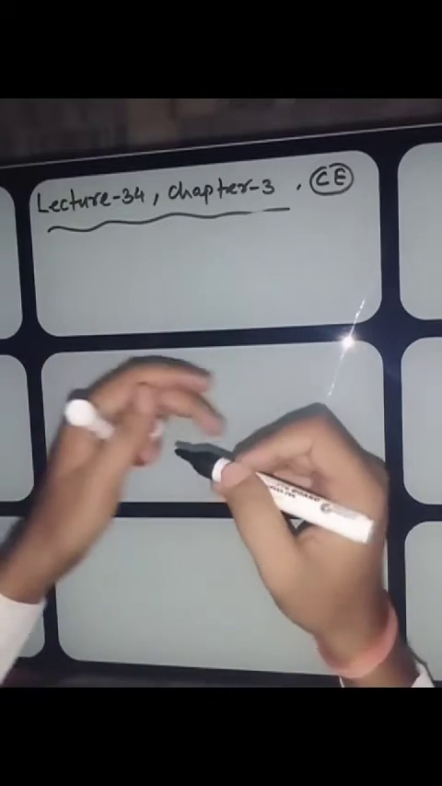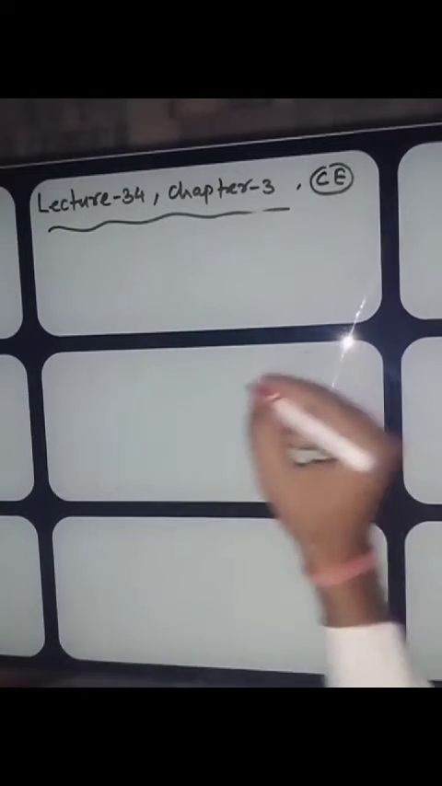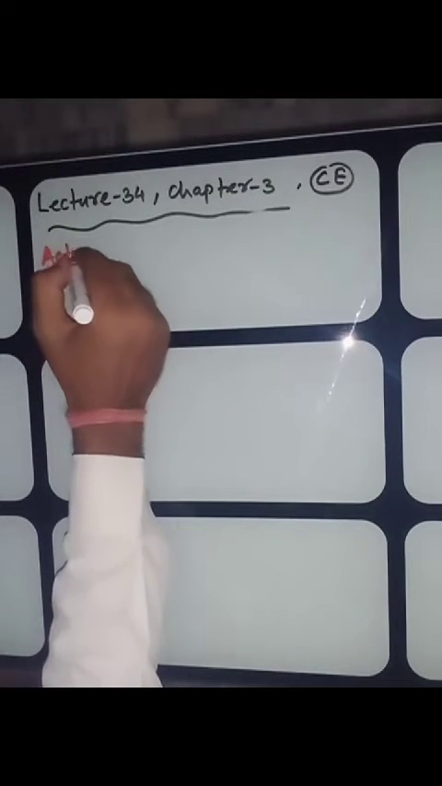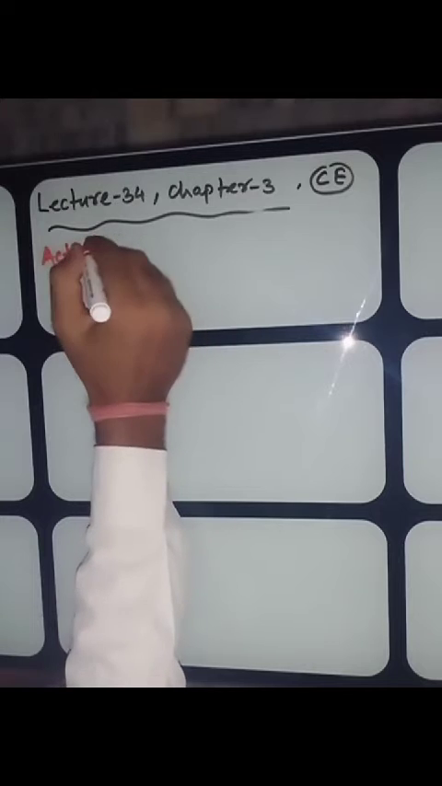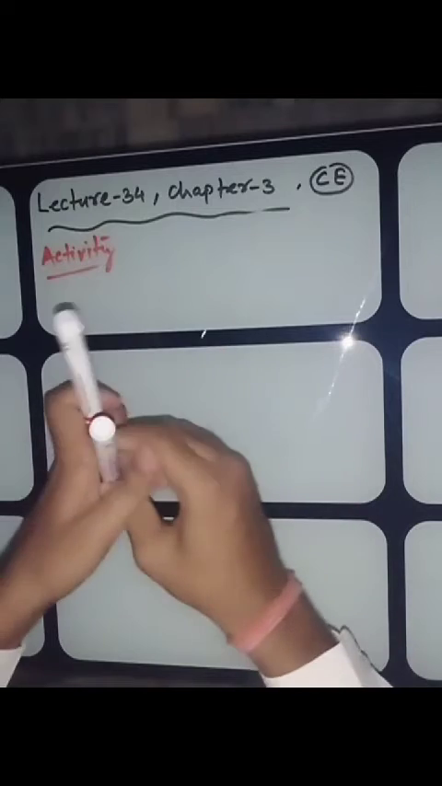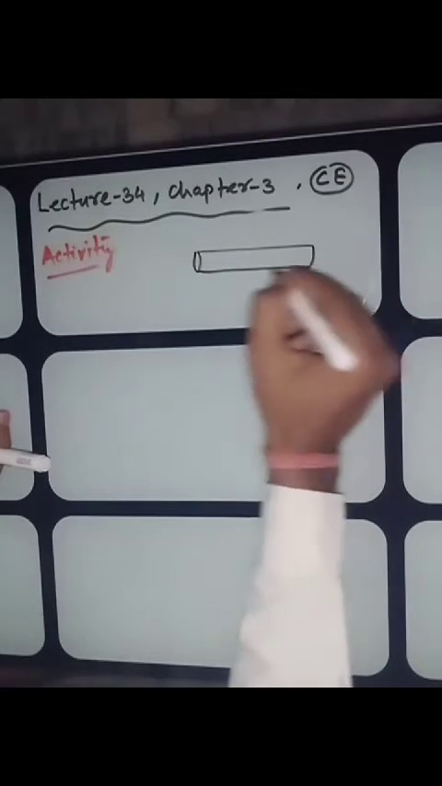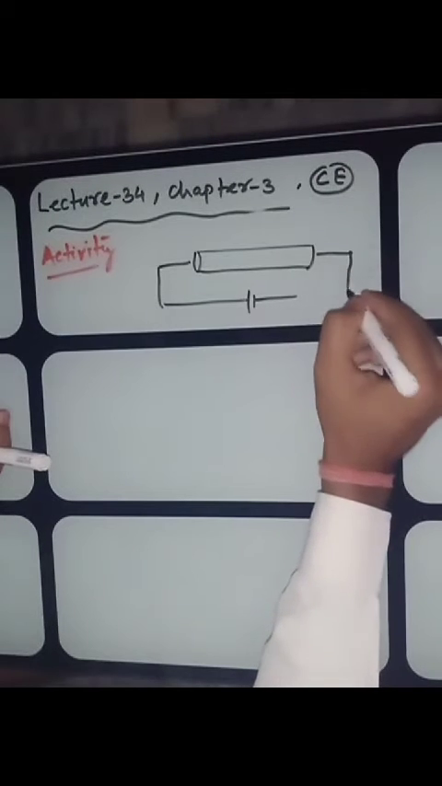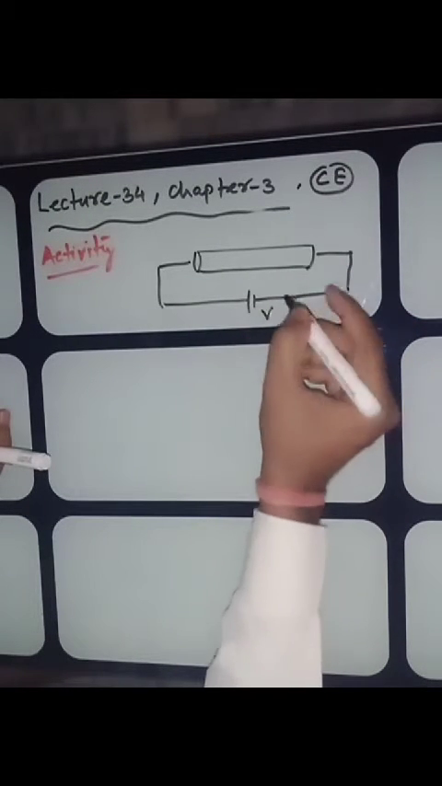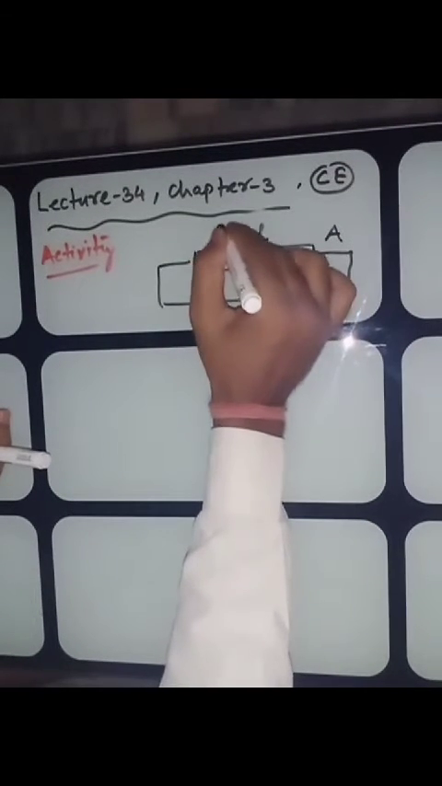Let me do a simple activity to understand the relation between the resistance and resistivity. Okay, how this is important, an activity. Suppose we have a conductor, my dear student, this one. This conductor is connected with a battery of voltage V. The length of the conductor is L, the cross-section area of the conductor is A, resistance is R, resistivity is rho. All the things are given.